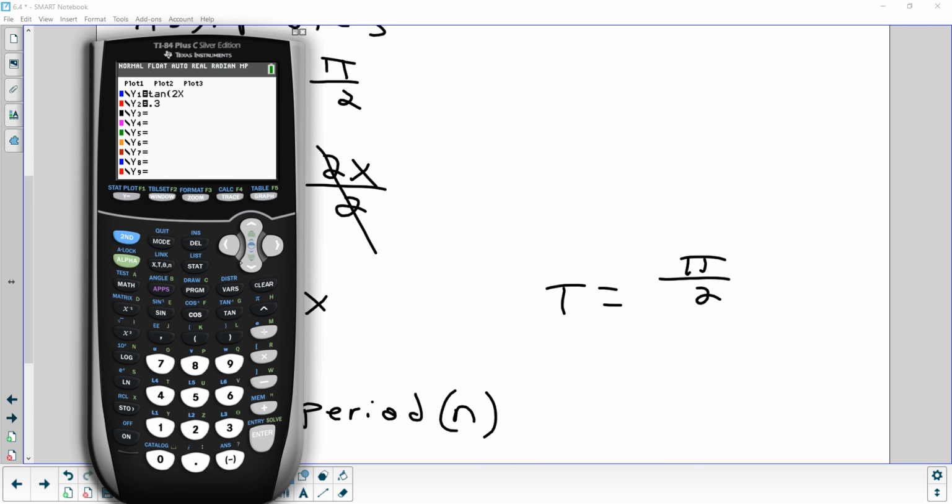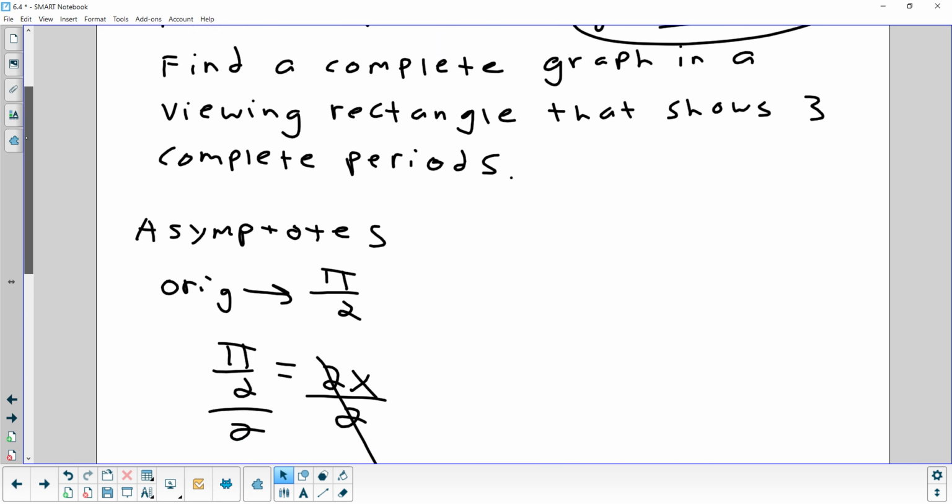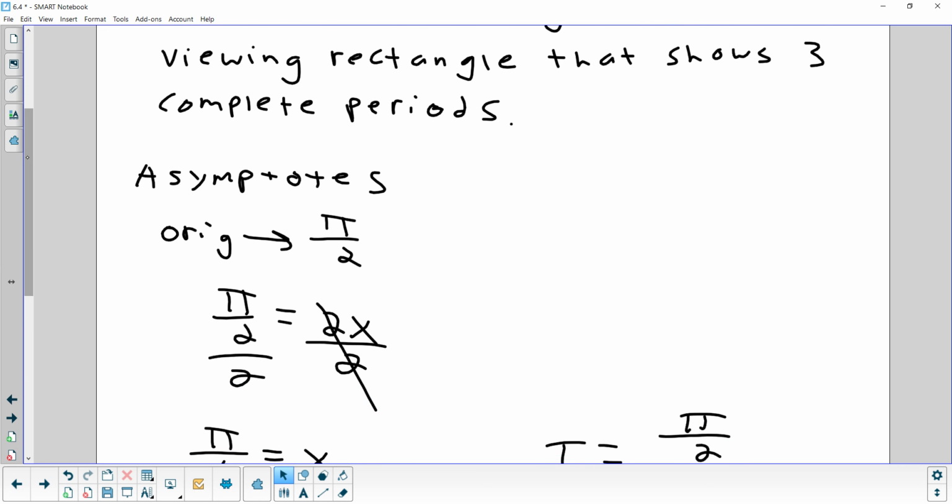Tangent 2x. I think my range is -4 to 4, which is fine. That's a half cycle, full cycle, half cycle. So technically that is 3 cycles. It's just they're not all connected nicely. But that's okay. Any questions on that? All right.